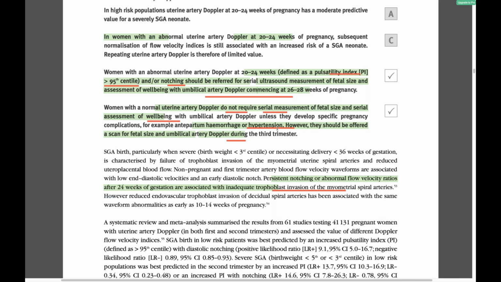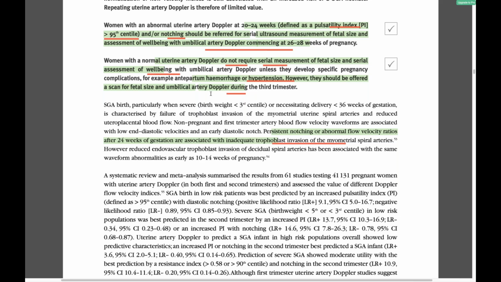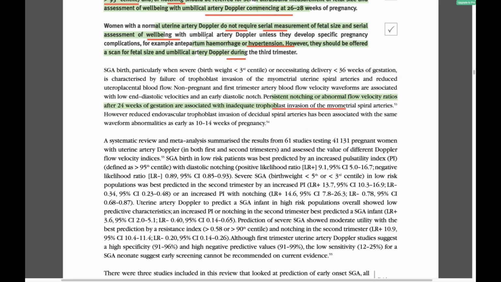Okay. Now, if we find uterine artery Doppler and that is normal, so what we will do? In that particular situation, serial size and serial assessment will not be done, but they should be offered third trimester umbilical artery Doppler once. So they will not be put in a serial scan pathway, but one time umbilical artery Doppler will be done for them. Okay.